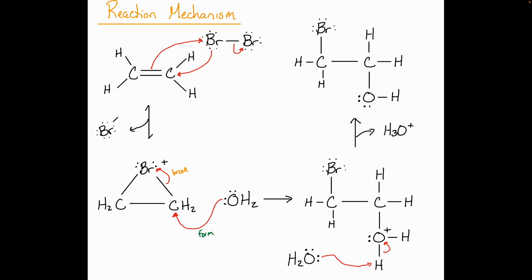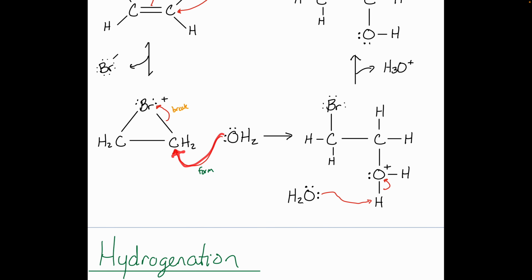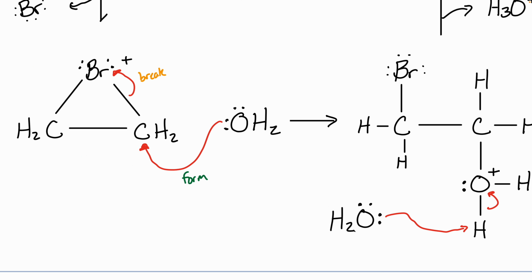Just like with our halogenation reaction, we can't go this direction with our oxygen attacking. It's got to go from the backside here. So just like before, our cyclic intermediate lets us know that we have an anti-addition. This is indeed a stereospecific reaction. Okay, but what about the other one, our regiospecificity?